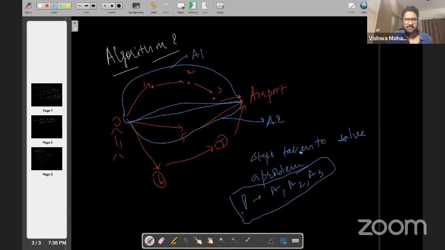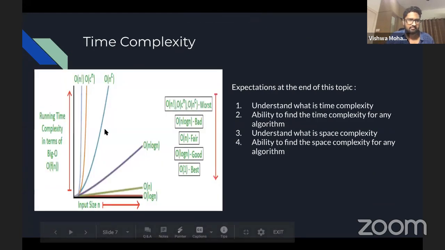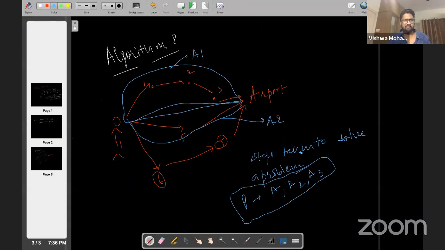So with that, we have now understood what an algorithm is. We have understood what a data structure is. So now the next important thing which I want to spend more time on is time complexity.